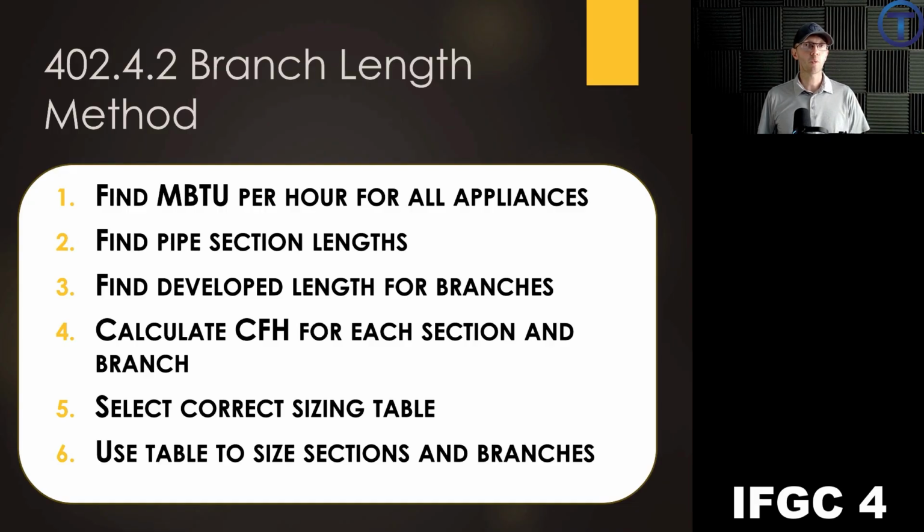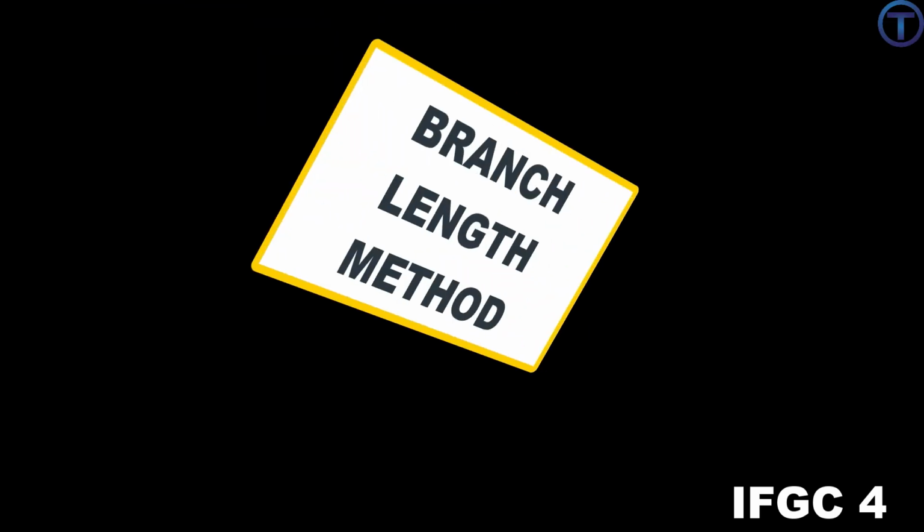Quick review, we're going to use the same 6 steps with a little variation, of course. Step 1, when we're using the branch length method, is to find the maximum BTU per hour, just like we did before, from all appliances. We'll find the pipe section lengths and the length for each of the branches, rather than just the longest length. We will calculate the cubic feet per hour for each section and branch, find the correct sizing table, and then use the tables to size each section and branch.